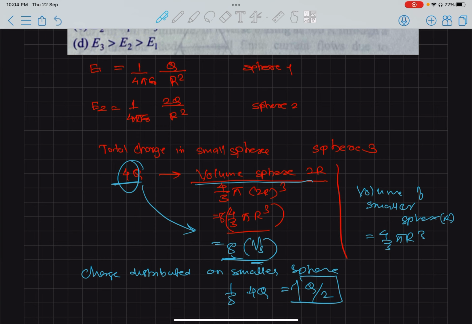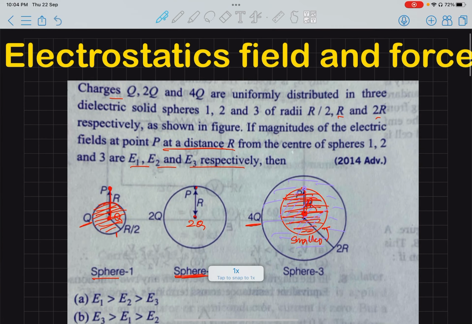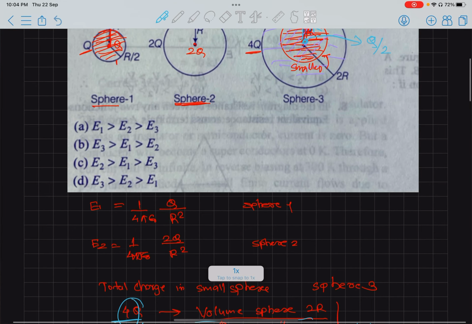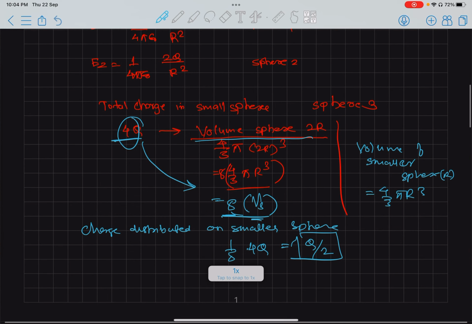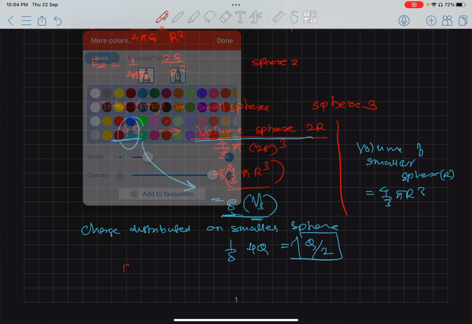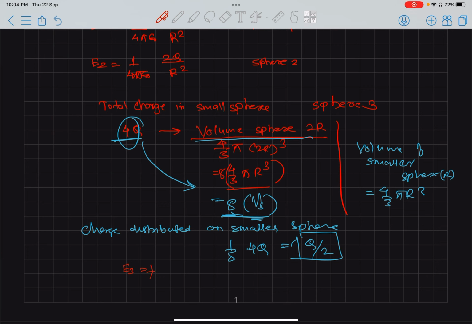Okay, so once we know q by 2, we can consider a point charge q by 2 centered at the center of the sphere, and at a distance r, its field will be what? Now it is a straightforward thing. So E3 will be what? 1 upon 4 pi epsilon naught q by 2 upon r square.